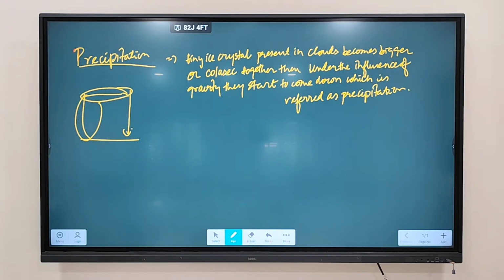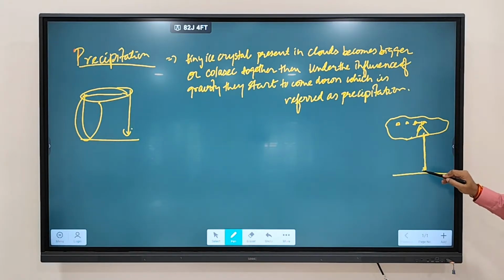Clear? So when we discussed, this is how clouds are there. These are the small tiny crystals that are present. When they collide with each other, they can become bigger. When they become bigger, what will happen? Under the influence of gravity, they start to come down, which is referred to as precipitation. Clear? So when the cloud is not able to hold these tiny ice crystals, they start to come down, and this is referred to as precipitation.